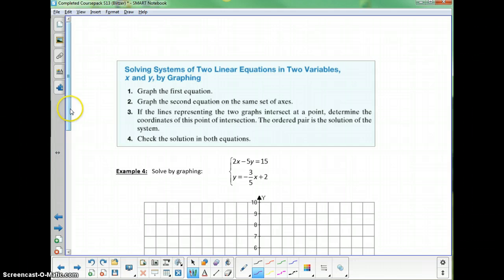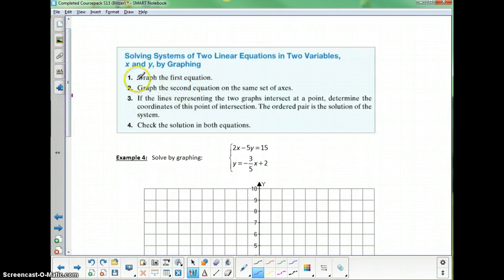Alright, so the summary of directions here lets us review that when we want to solve a system, I'm going to graph the first equation, graph the second equation on the same axes, look at where they intersect, determine the coordinates of that ordered pair, and then I may want to check that solution in both of the equations. Okay, so let's look at the next one.